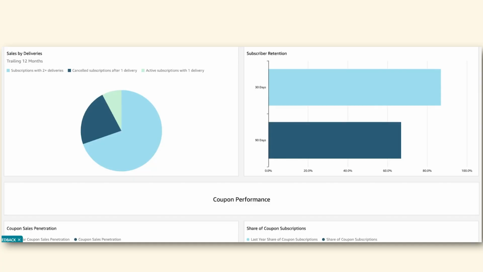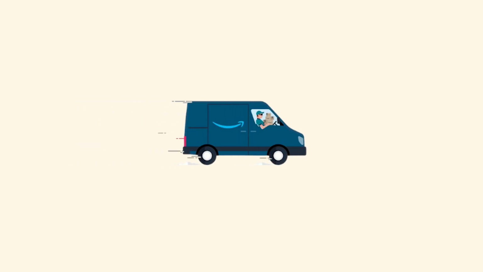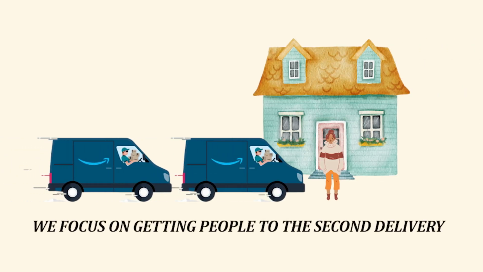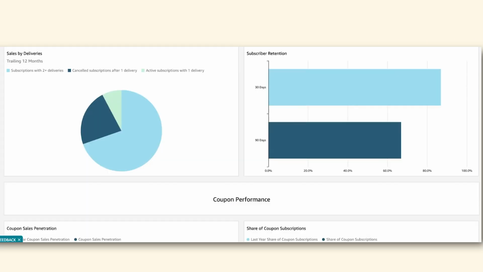It's a numbers game. Once somebody hits 2+ deliveries, they are very likely to stay. Their lifetime value just jumps significantly, and they're gonna drive the majority of the subscribe and save revenue. This chart is showing what actually happens after people subscribe. Yes, some people cancel after their first delivery, that's normal, but most of the sales are coming from people who make it past delivery number 1. And that's why we don't obsess over early fall off. The whole thing is we focus on getting people to the 2nd delivery, and that's it. Once somebody hits the 2nd delivery, the economics completely change.